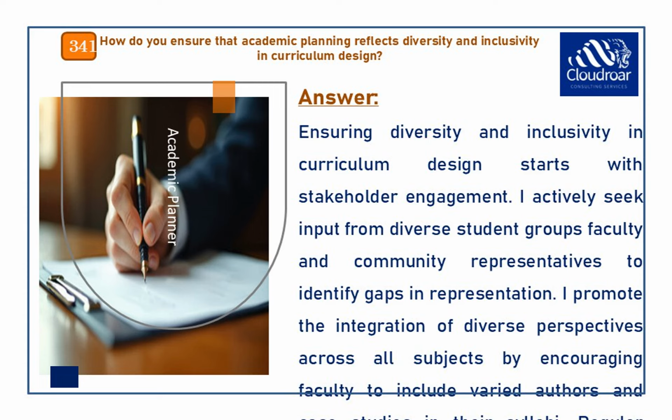Question 341. How do you ensure that academic planning reflects diversity and inclusivity in curriculum design? Ensuring diversity and inclusivity in curriculum design starts with stakeholder engagement. I actively seek input from diverse student groups, faculty, and community representatives to identify gaps in representation.